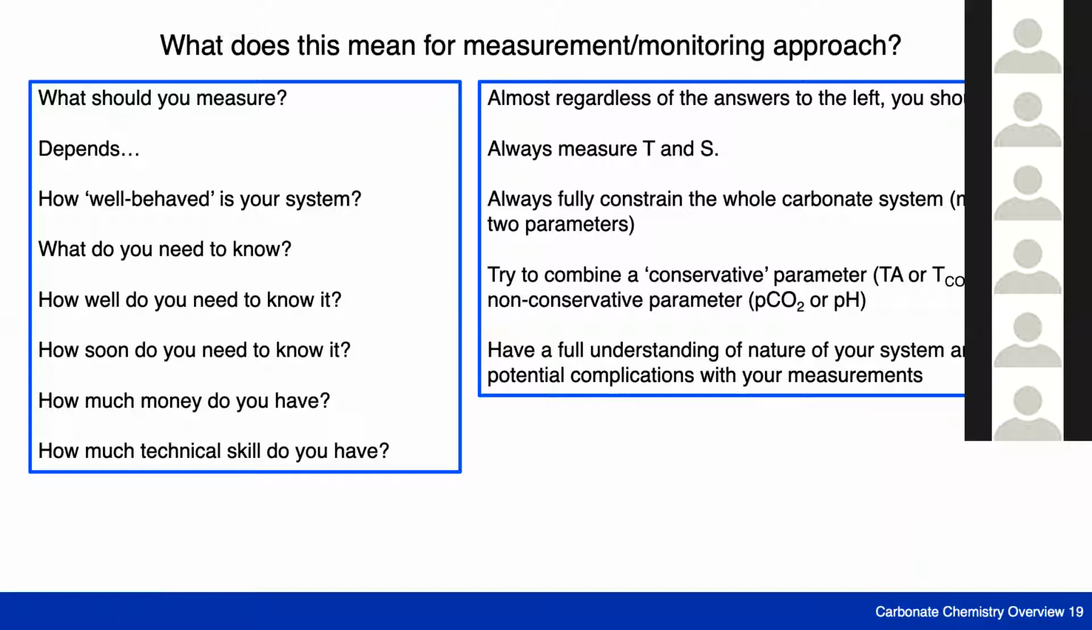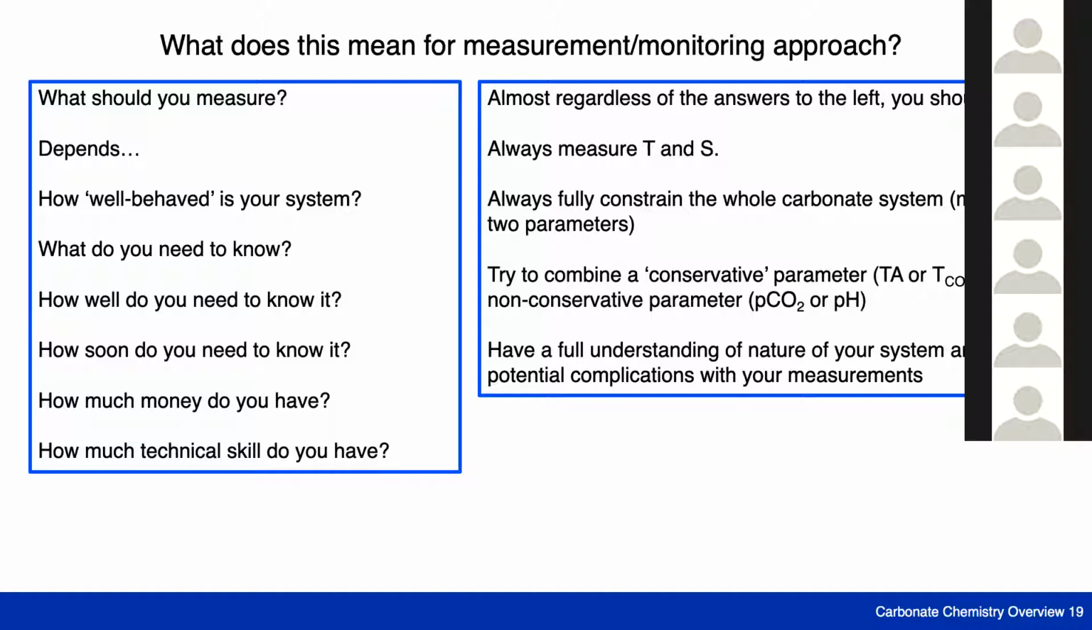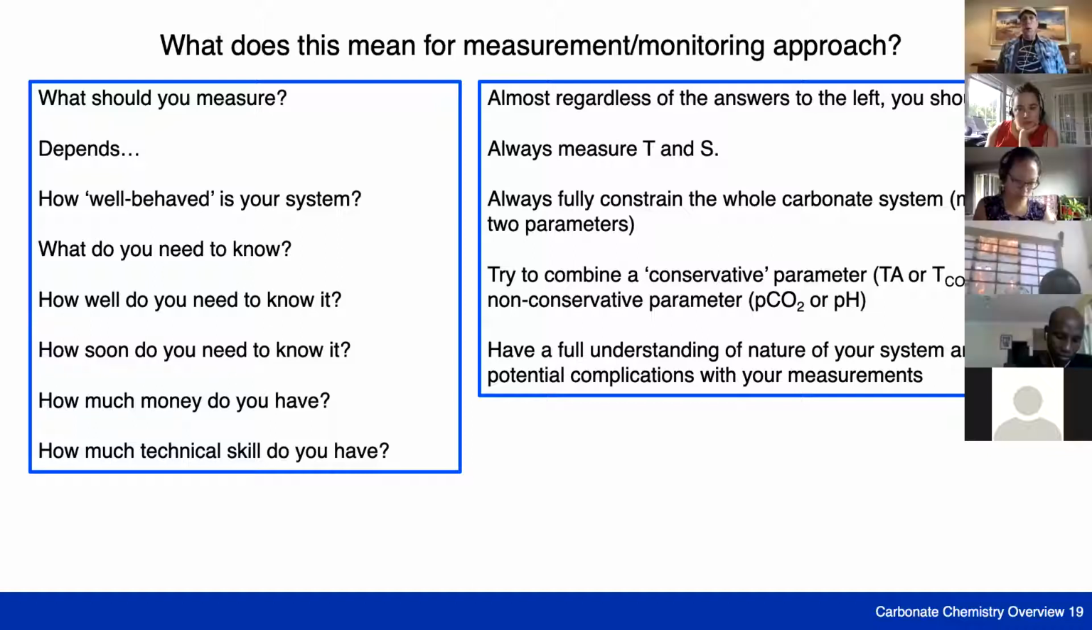So what you need to ask yourself is, what do you really want to know? Do you care most about pH? Do you care most about omega? Do you care most about dissolved CO2? And then you need to ask yourself how well you need to know it. Do you need to know omega to plus or minus 0.01 or to plus or minus 1? And either of those answers can be completely valid depending on the system you're working in. How fast do you need to know it? How much do you have to spend? And how much technical skill do you or your facility possess with this regard?